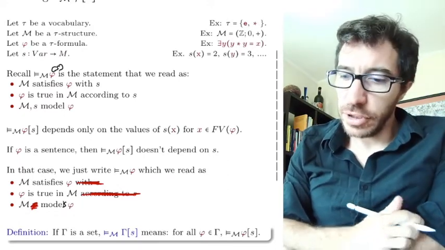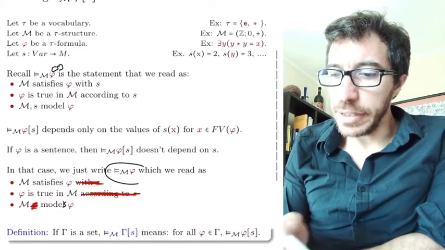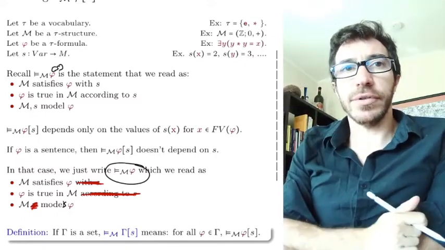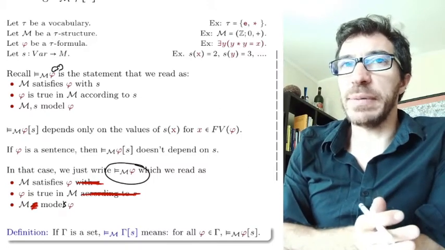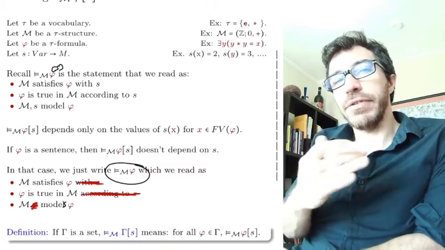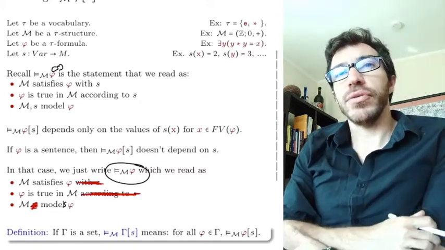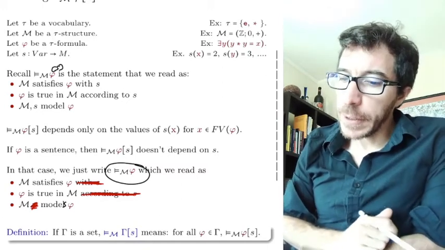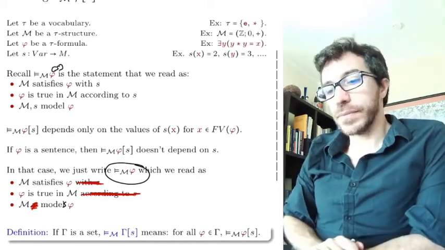Okay, so that's what this symbol means when we have a sentence, because we don't have to worry about free variables, so we don't have to worry about the variable assignment. But to know what that means for a sentence, the recursive definition still needs to use variable assignments. So we cannot avoid variable assignments completely. They're needed for the definition.